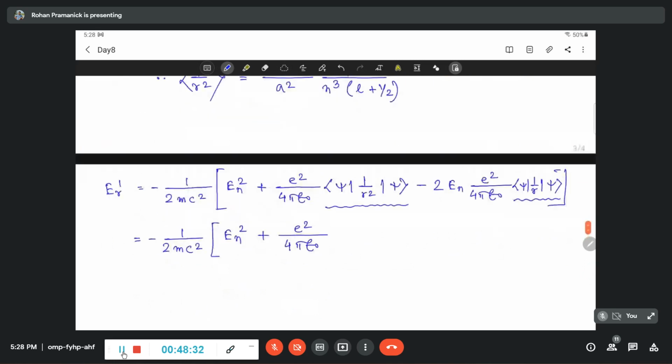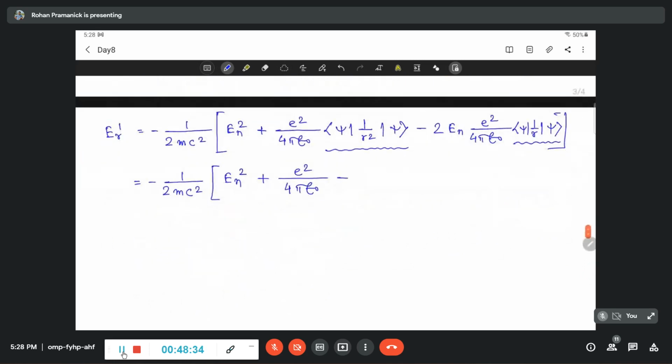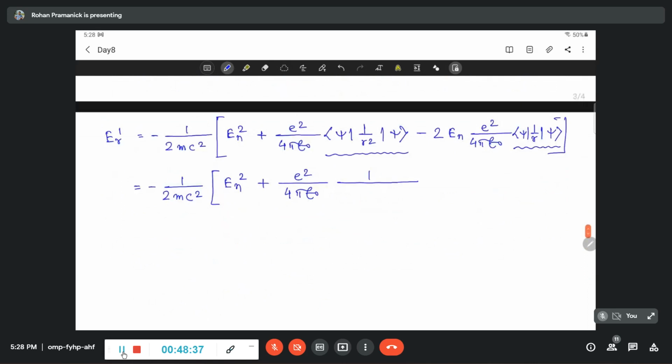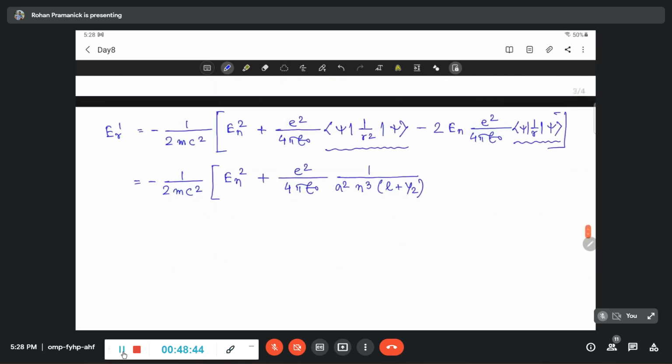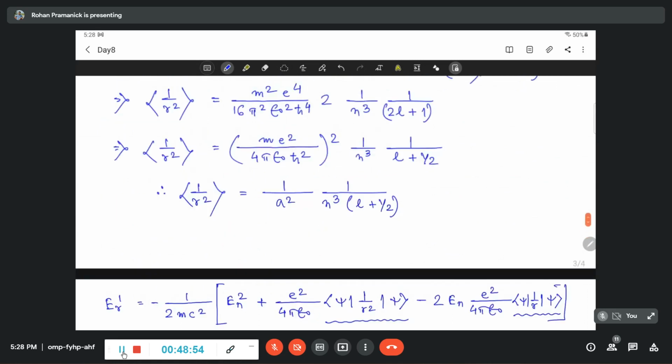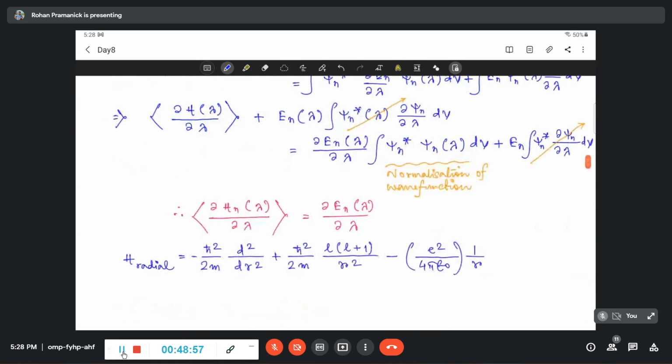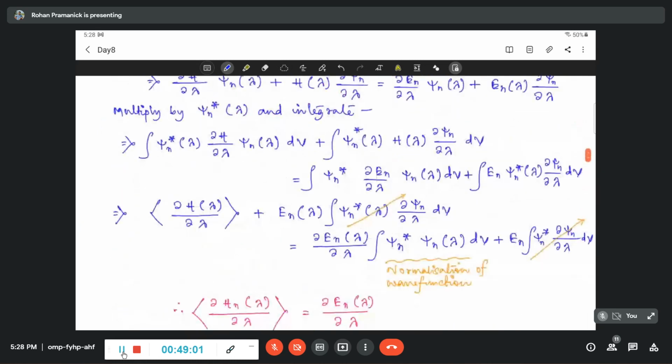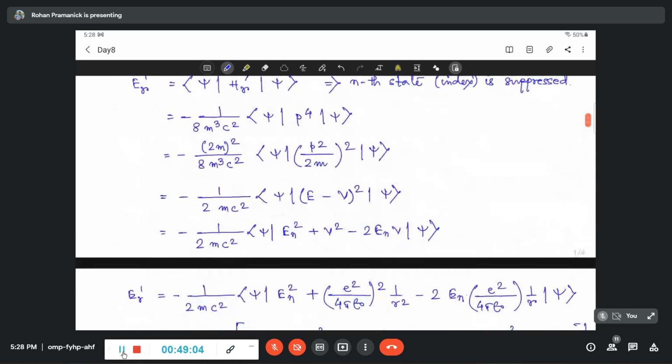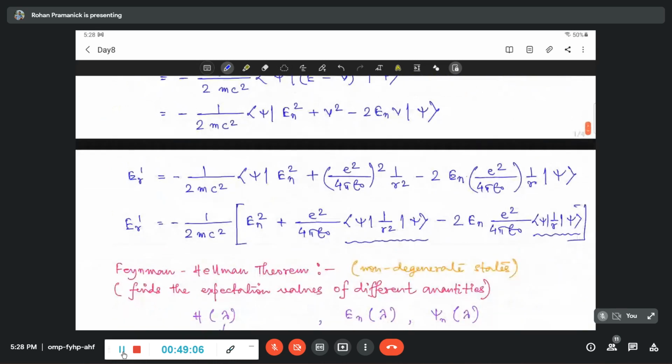Okay, so this is now 1 by a squared, n cube, l plus half, and minus 2n e square. Okay, I have again messed things up probably. Let's check. No, yes, it is fine. So there is a square.